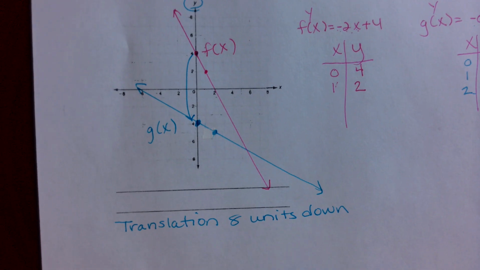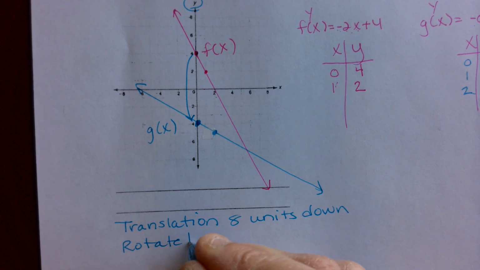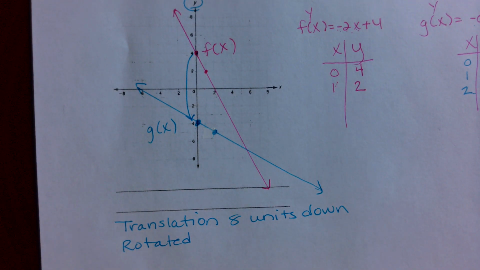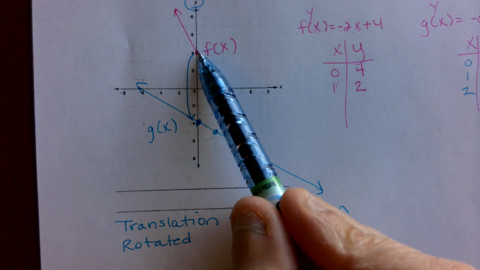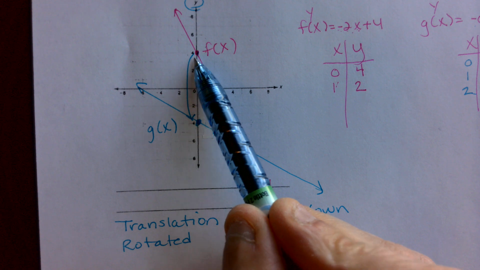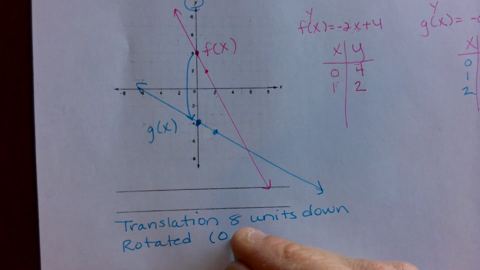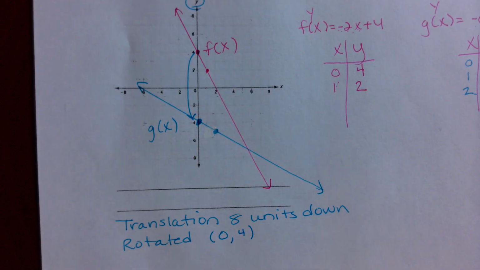Okay. And it rotated, and to know the point that it rotated around, do you remember how to tell? It's the original y-intercept. That's actually what it rotates around. So what was the original y-intercept? Right here. So rotate around (0, 4).